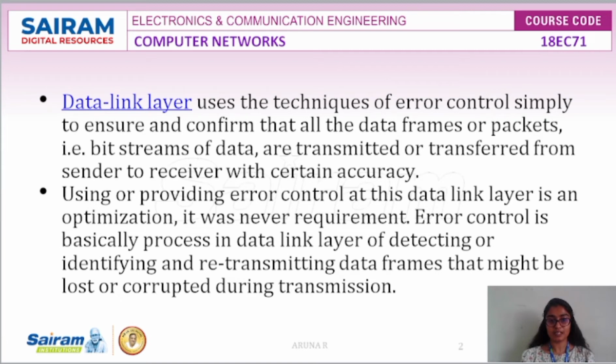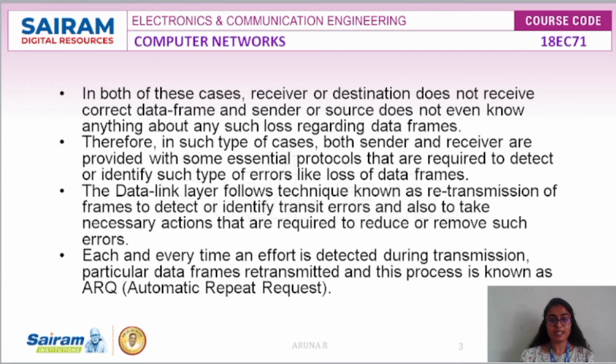Error control is basically the process in the data link layer of detecting or identifying and retransmitting data frames that might be lost or corrupted during transmission. In both of these cases, the receiver or destination does not receive the correct data frame and the sender or source does not even know anything about any such losses regarding data frames.